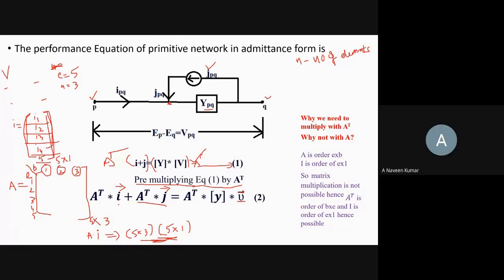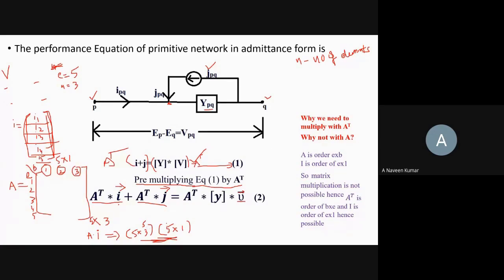I am explaining about this expression. Why are we multiplying with A transpose? Why not A? For example, if we multiply with A, is this matrix multiplication possible? No, sir. But if you want to make it possible, either we need to make this 3 into 5. Then it is possible, right or not?